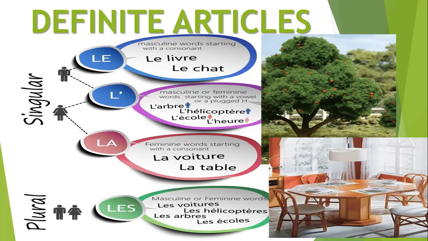L'arbre. The pronunciation becomes one whole word. Earlier, we were pronouncing two different words, le livre, right? But now, since it's one word, you have to pronounce it as l'arbre. L'arbre means the tree.